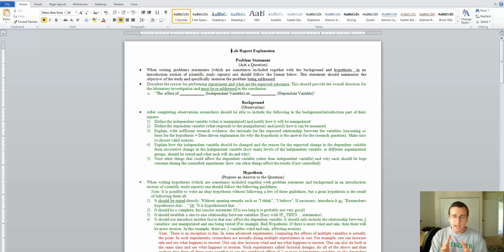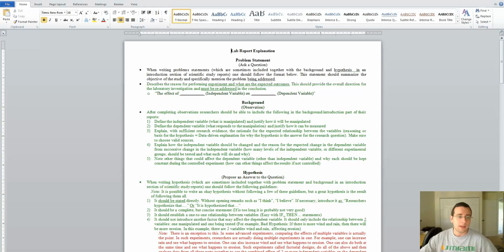Now, this sometimes is grouped together with the background and the hypothesis in a section called the introduction section. But in my lab report, I like to make my own section just for that, almost to serve as a statement of purpose for your experiment, the focus of what you're going to be talking about. All right? And it also sets you up to see what you're going to be looking at, what outcomes you're expecting, basically the overall direction of the laboratory experiment.